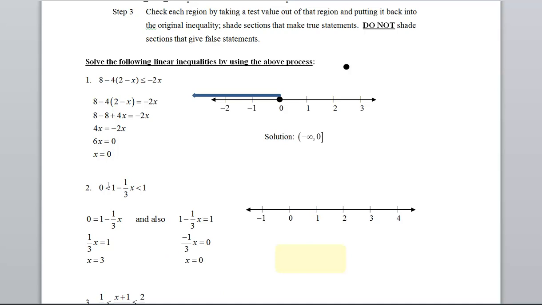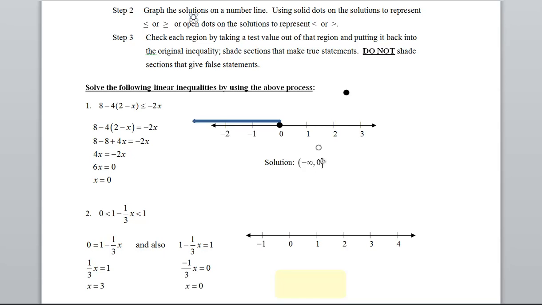Now both of these are less than, so that means I need an open dot. So let me go borrow this open dot, and I'm going to put it first at 0. And then let's put it at 3. I guess I could center it a little bit better. I guess that's about the best I can do.